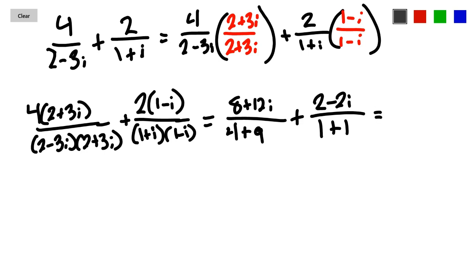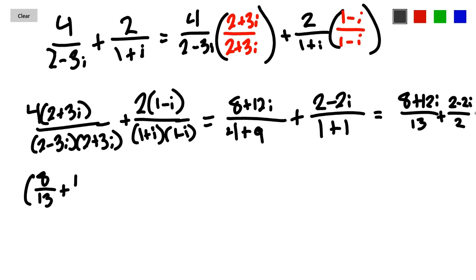And so what this gives me is 8 plus 12i over 13. And I'm adding that to 2 minus 2i over 2. And I can split up this fraction. I can split up both of these fractions. So I have 8 over 13 plus 12 over 13 i, plus 2 over 2, which is just 1, minus 2 over 2 i.